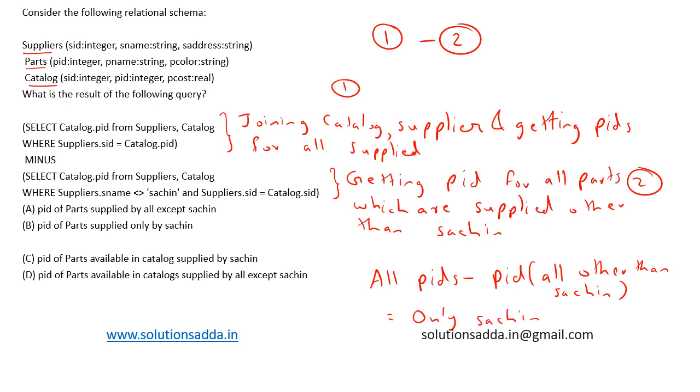So based on the options, let's see. Option A, PID of parts supplied by all except Sachin. No, this is false. Option B, PIDs of parts supplied only by Sachin. Yes, this is true. And option B is the right choice.